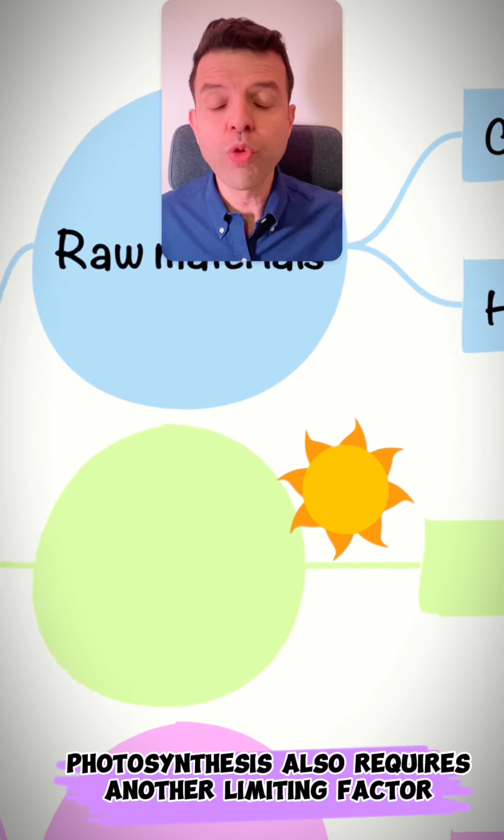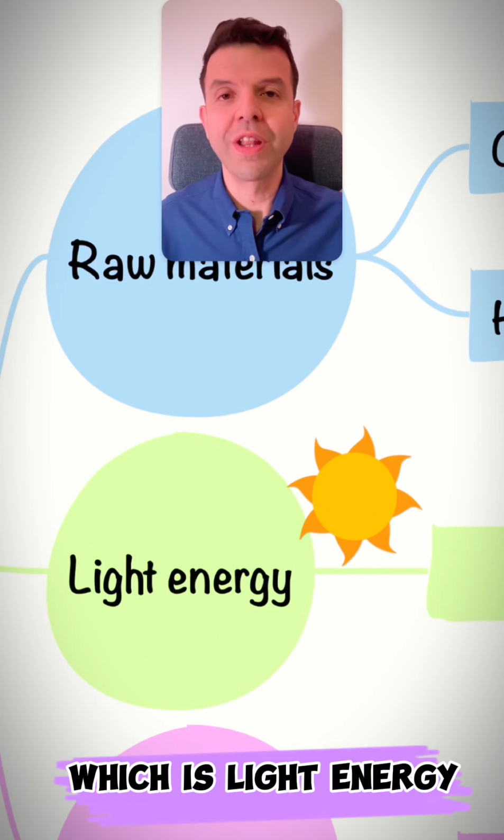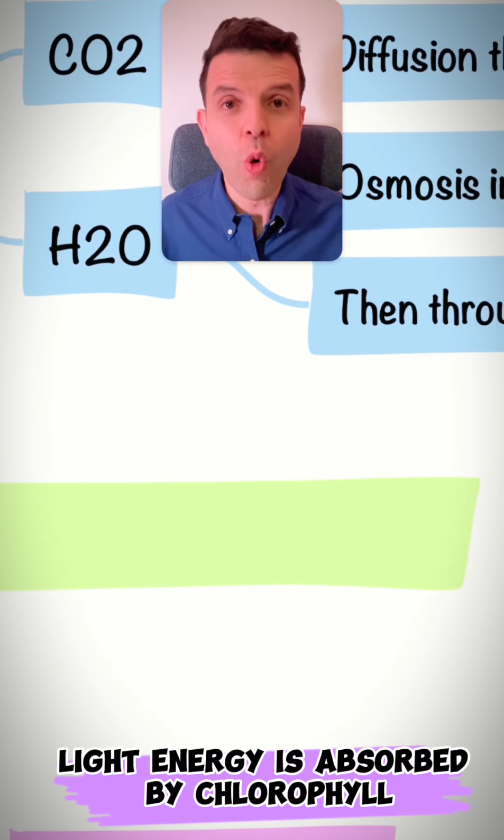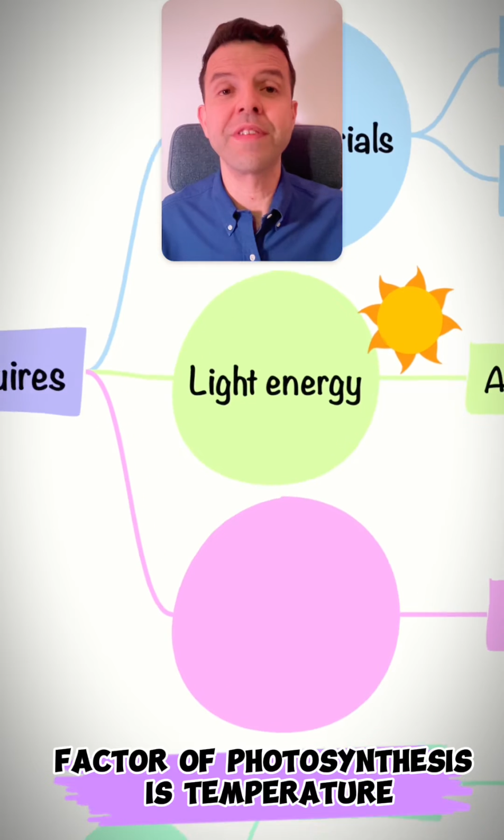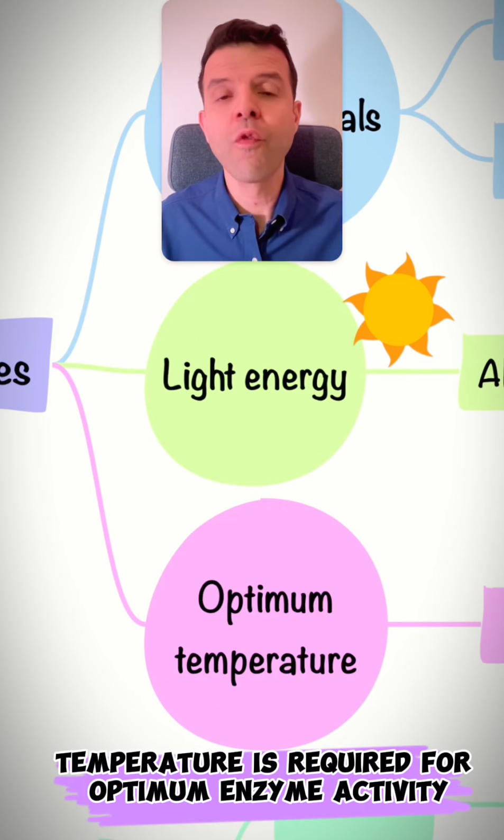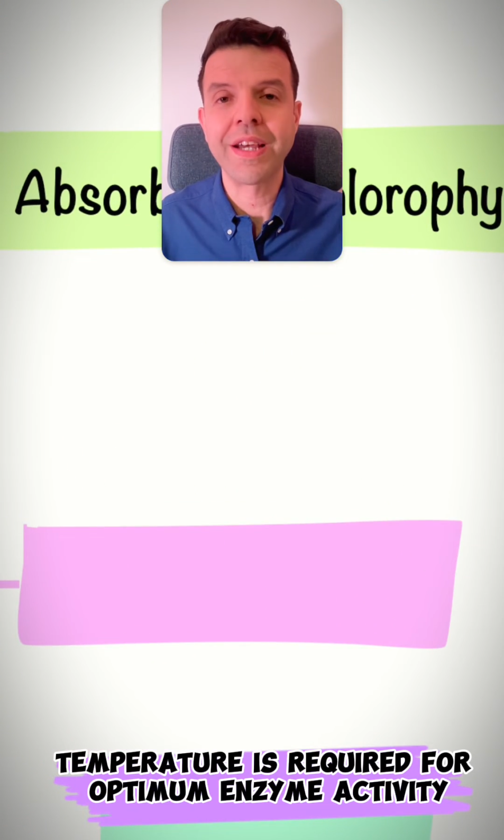Now, photosynthesis also requires another limiting factor, which is light energy. Light energy is absorbed by chlorophyll. The third limiting factor of photosynthesis is temperature. Temperature is required for optimum enzyme activity.